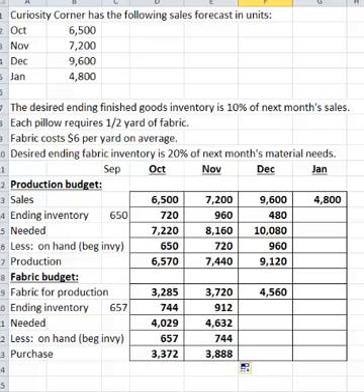Now that's in units. If you wanted the purchase in dollars, what would you have to do? Each one of those yards cost what? $6. Okay, that didn't work, huh? There we go.